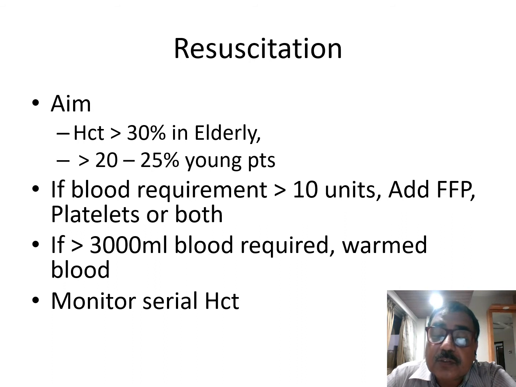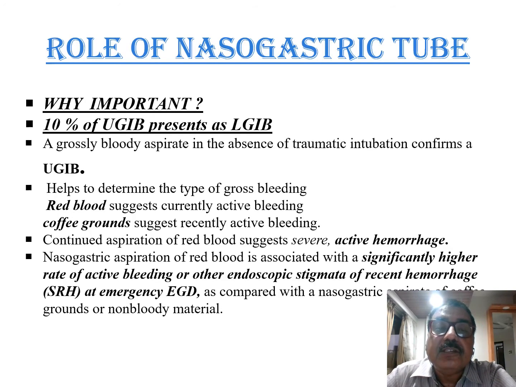This question is always asked, and it has been asked in the FMG: what is the goal of the hematocrit in upper GI endoscopy in a 65-year-old man? The answer is 30%. At least 10 gram of hemoglobin has to be achieved.